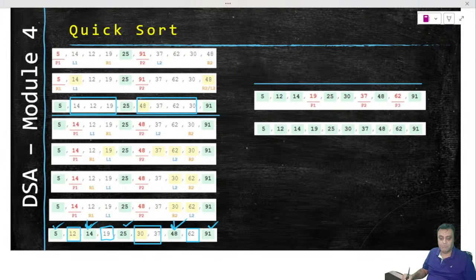All we need to do is play around with 12. 12 is anyway one array, so 12 is anyway in the correct position. 19 is anyway one element array, so it is in the correct position. So this is also correct, right? And between 30 and 37, if you do it, then 30 and 37 will adjust itself in terms of no swaps happening, because the pivot will be the same as R, and 30 will remain here. 62 is a single element array, it will remain here.